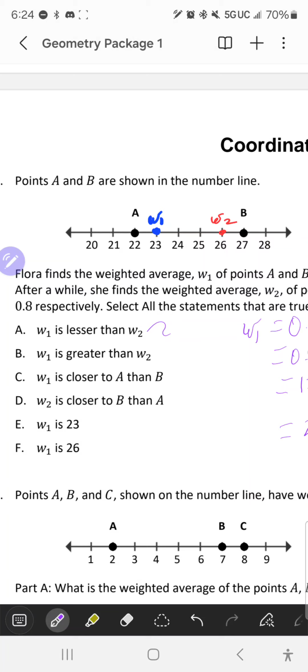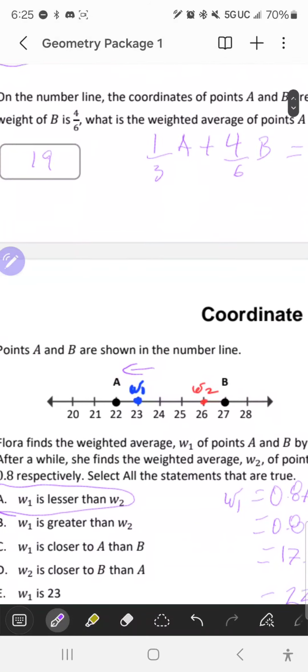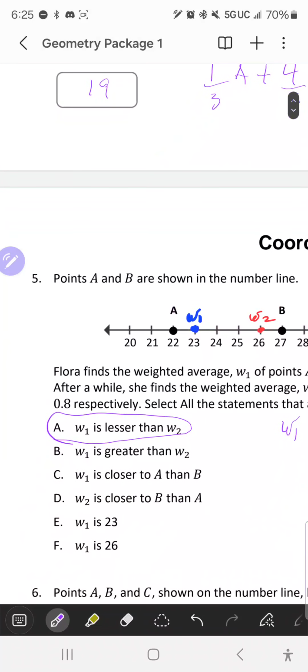W1 is lesser than W2. Yep, that's true. Because as we see here, W1 is to the left of W2. And every number that is to the left in the number line is lesser than the ones in the right. So that's true. W1 is not greater because of what I explained, so this is not.